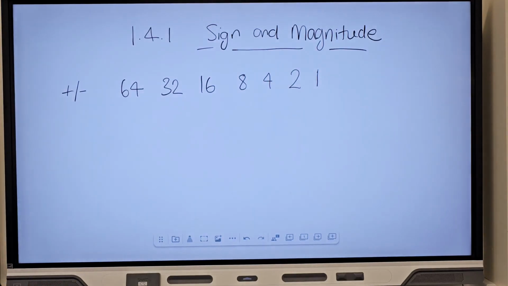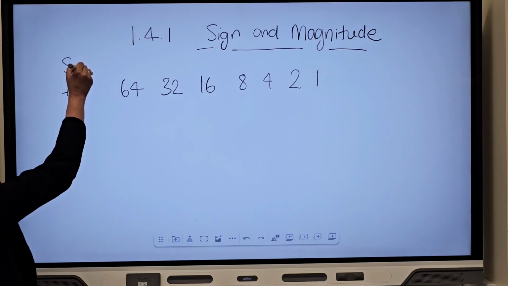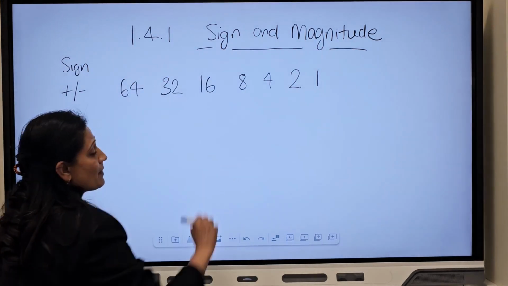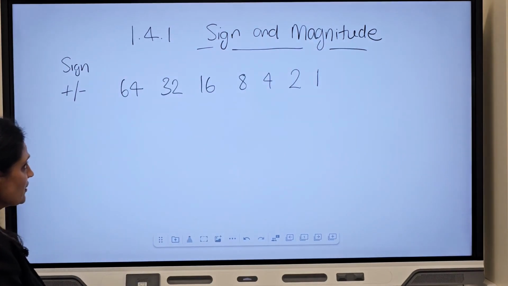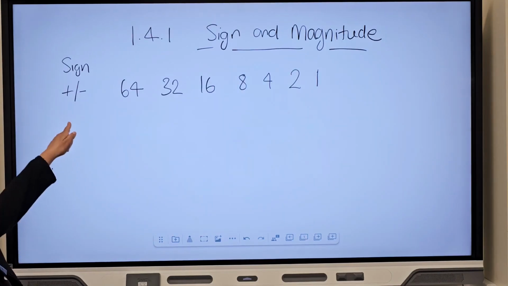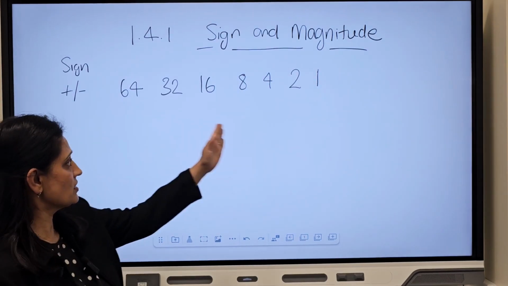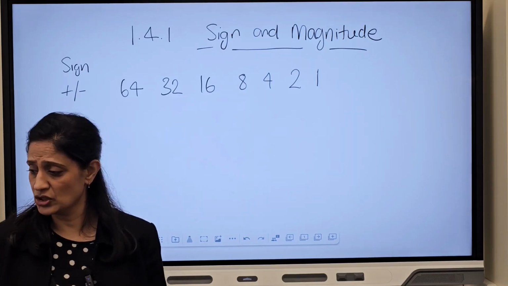So we've got a plus or minus, which represents the sign. The rest of this is the magnitude, in other words, the number. If I wanted to represent a negative number, I'd put a 1 there, and then the rest of it is just a simple magnitude.